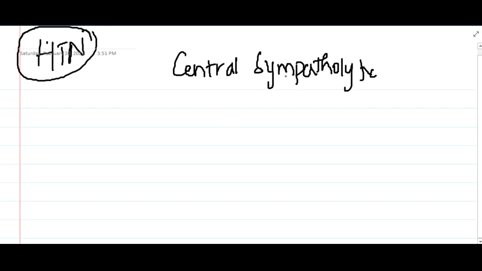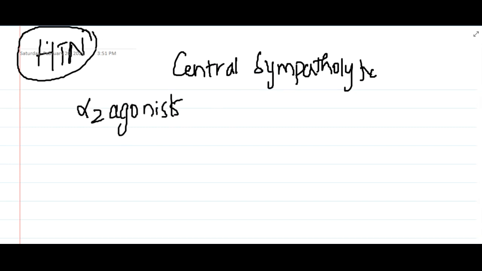Hello friends, let us now learn some important points about central sympatholytics. First in this lesson we are going to learn about the hypertensive drugs. In the hypertensive drugs, first we will learn about central sympatholytics. These are actually alpha 2 agonists.